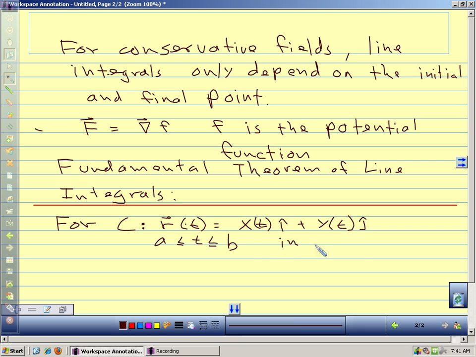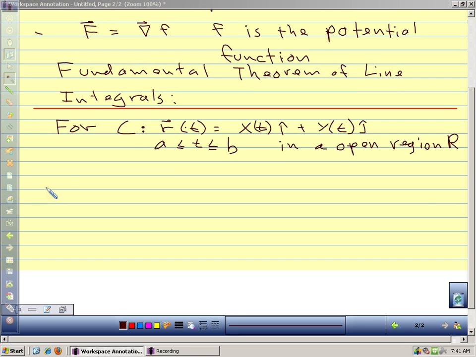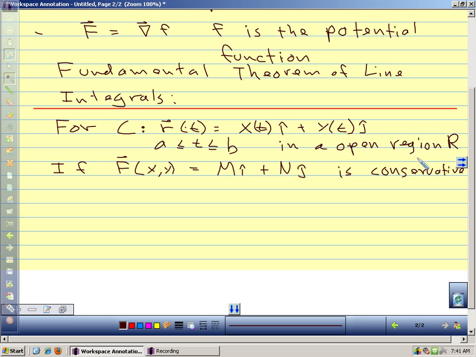And we're in an open region. If our field is M i plus N j, and if this field is conservative, then our line integral along C of F dot dr, which we talked about before, is the same as the line integral of F dot r prime.